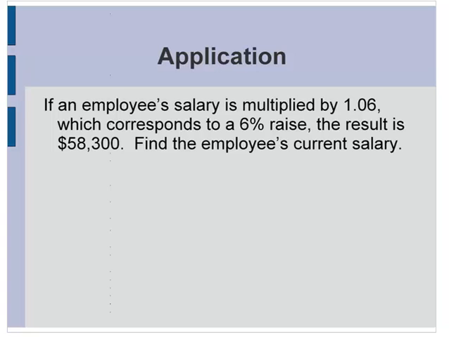All right, and one more application to finish the section. If an employee's salary is multiplied by 1.06, which corresponds to a 6% raise, the result is 58,300. Find the employee's current salary. All right, so the current salary is unknown. So let's call it X. It's multiplied by 1.06. So 1.06x, the result is 58,300.